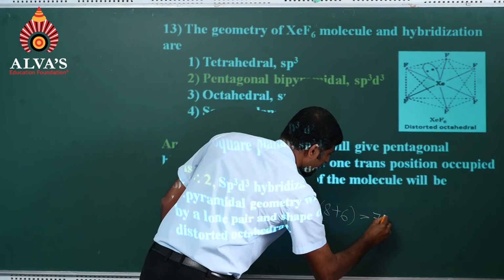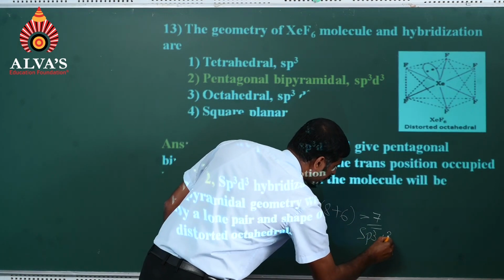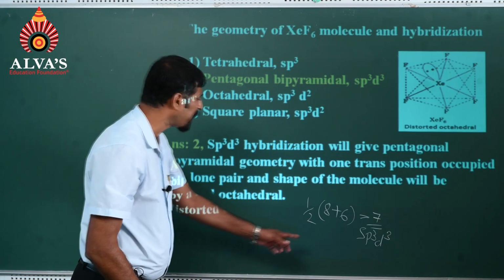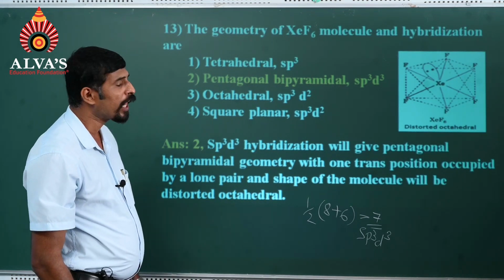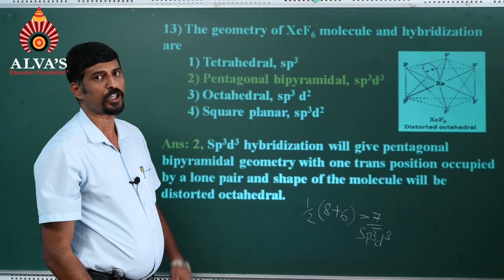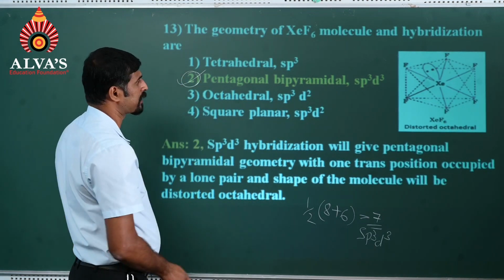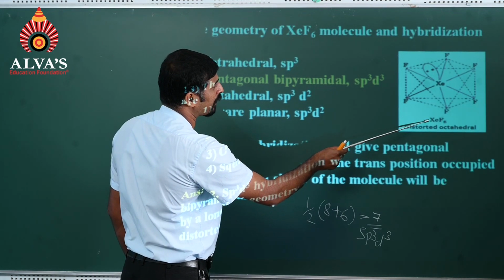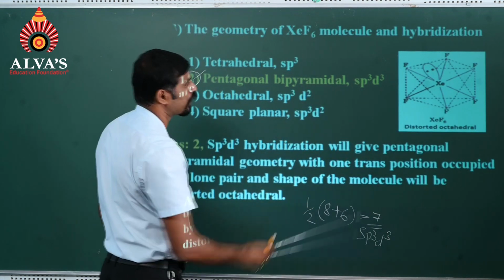That is equal to 7. The hybridization should be sp3d3 hybridization. If it is sp3d3 hybridization, it has pentagonal bipyramidal geometry, or we can call it distorted octahedral geometry. Therefore, the second one is the right answer. See here, the molecule is XeF6 having this structure, which is called distorted octahedral geometry.